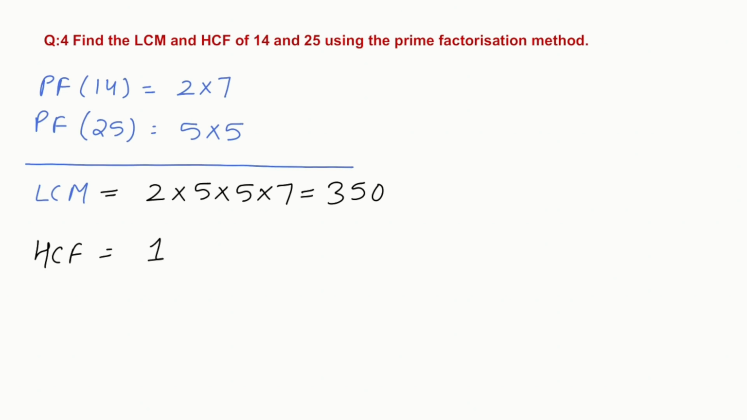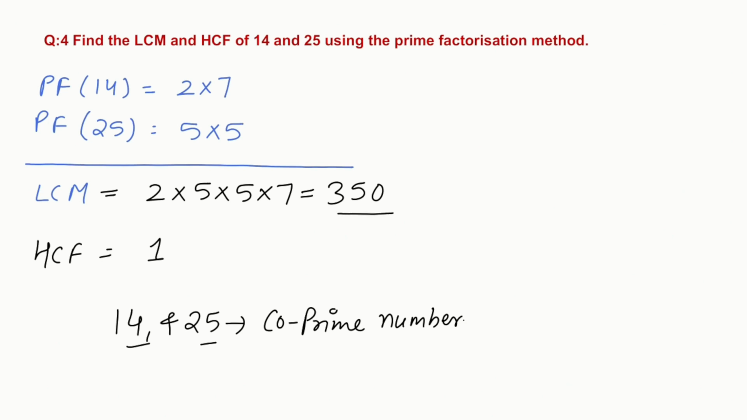Here, if you see 14 and 25, both are co-prime numbers. So what is a co-prime number? If they have the common factor as 1 only, they are called co-prime numbers. So whenever you have two co-prime numbers, the LCM will always be the product of those numbers and the HCF will be 1. One more example, 3 and 5. Both are co-prime numbers. So the LCM will be 15 and the HCF is 1.